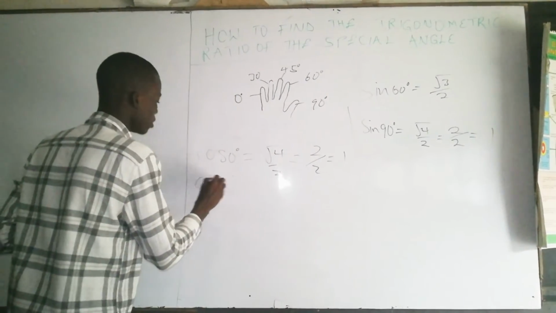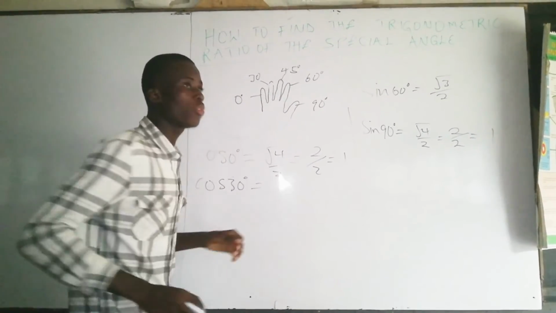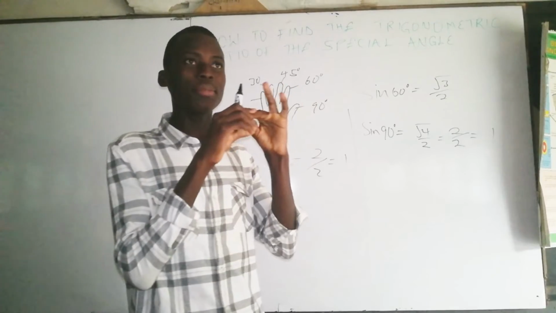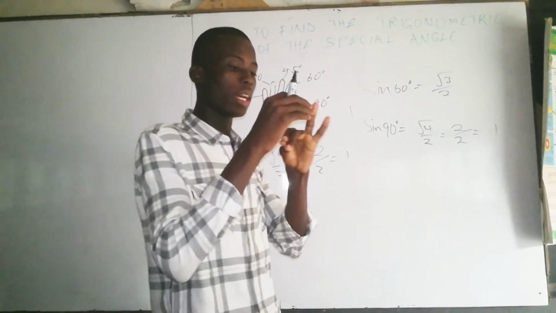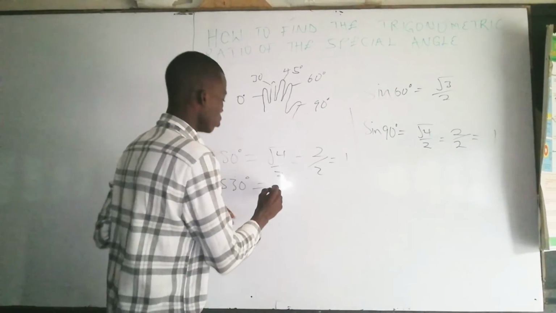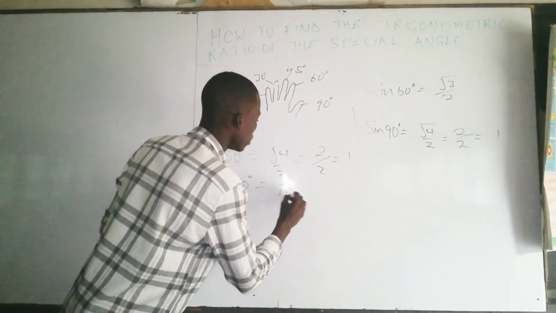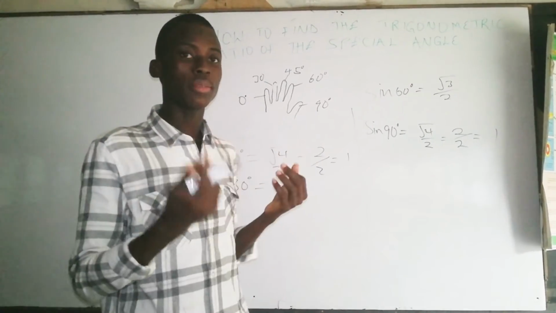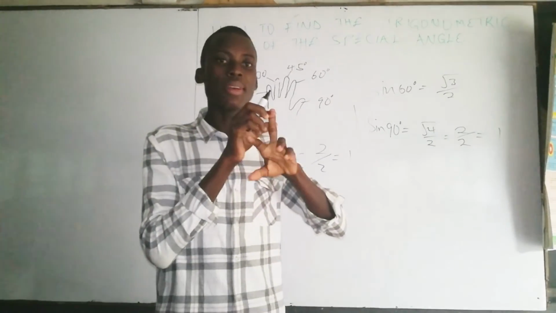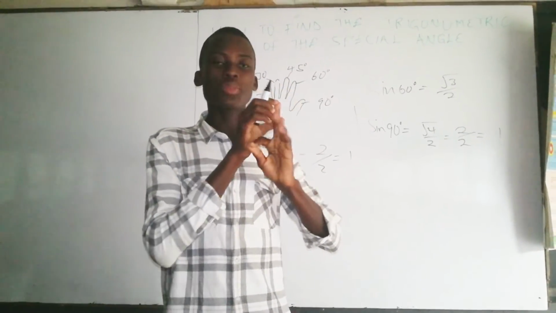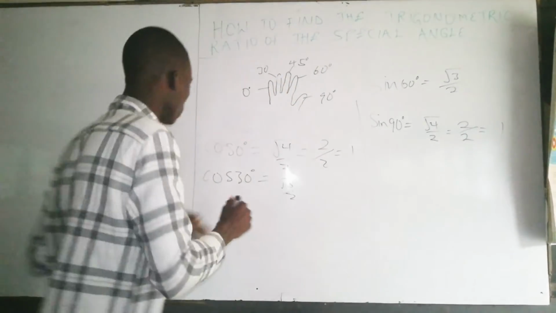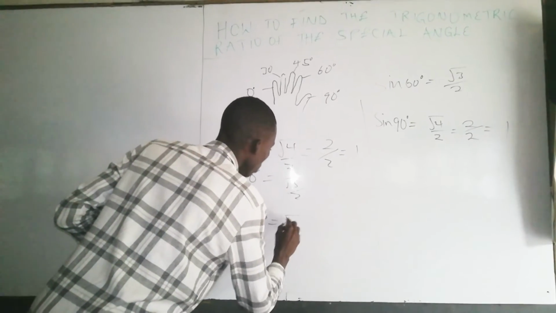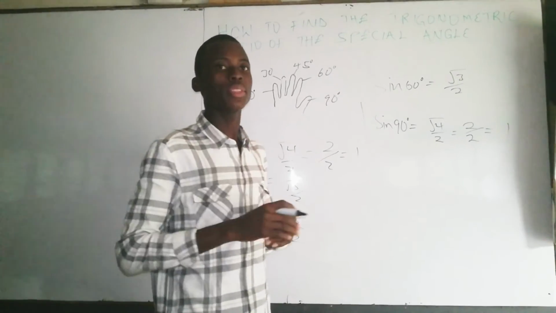Now we'll go for cos 30. You go for root of above over 2. This is the finger marked 30, and you have 3 fingers above it. So we say cos 30 is root 3 over 2. Then we go for cos 45. This is the finger marked 45. How many fingers are above? 2. So we say cos 45 is root 2 over 2.